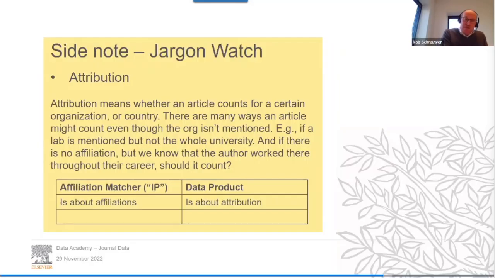So again, you have a difference between the data capability, the matching of the affiliation, and the data product that says, do I get all the things that are attributed to me? Maybe there is no affiliation, but if we know that the author has worked there throughout their career, should it count? Of course it should count, because we know it, or at least it should be done with the right probability. That's what the data scientists should find out. How probable is that? So if you look at it this way, you see that the data products give you a completely different perspective than you had before.